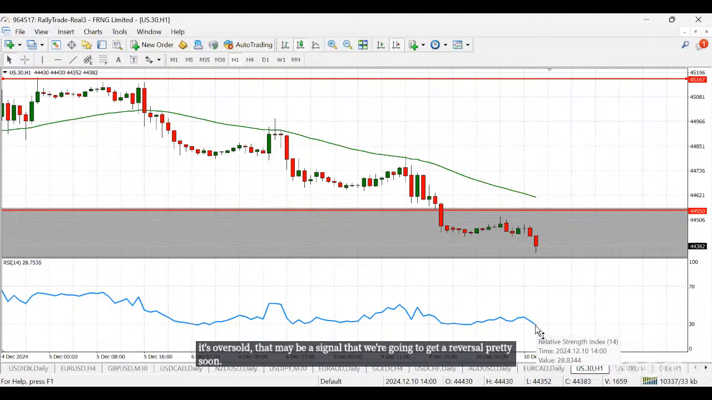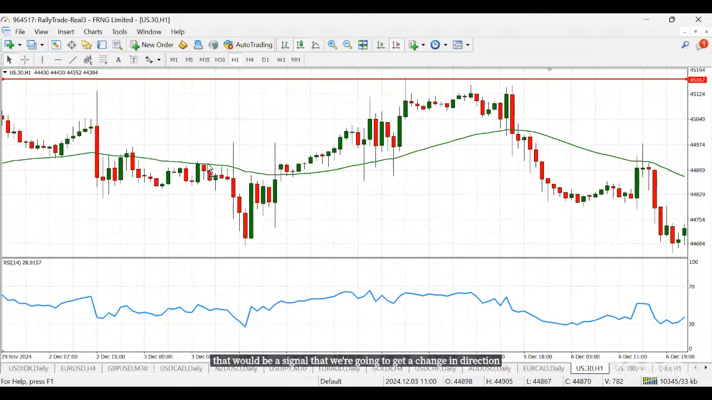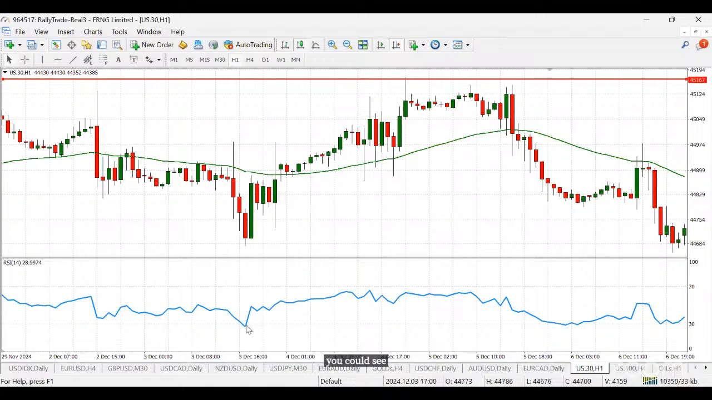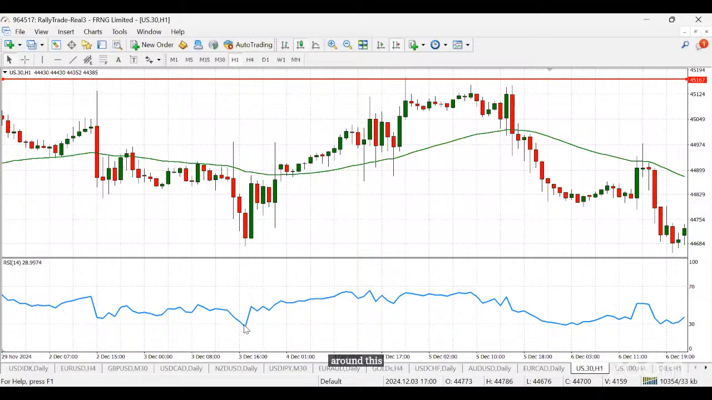That may be a signal that we're going to get a change in direction pretty soon. Now, let's head back a little bit to see what happened. Check this out. During this period, you could see that price traded below 30 around this area. You can see my cursor, right? Around this area, price went below 30. Like I said, below 30 means that it is oversold. So it may be a pointer that a reversal may be happening pretty soon.